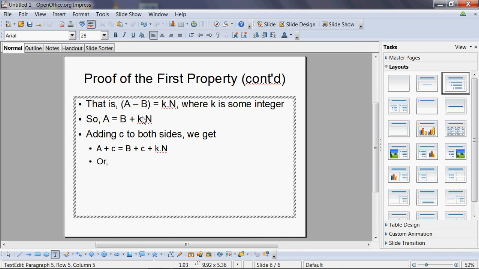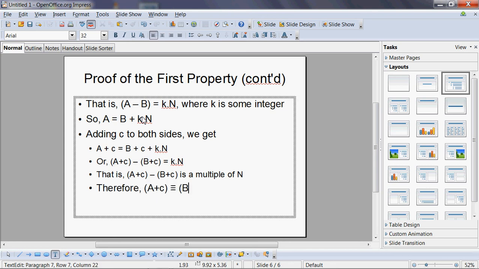Or A plus c minus (B plus c) is equal to k times n. That is, A plus c minus (B plus c) is a multiple of n. Therefore, A plus c is congruent to B plus c mod n.